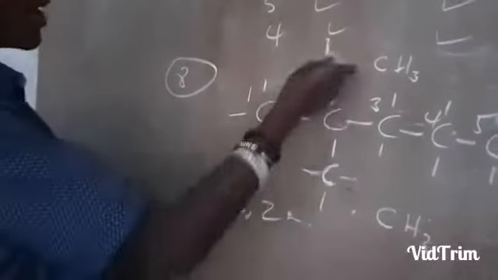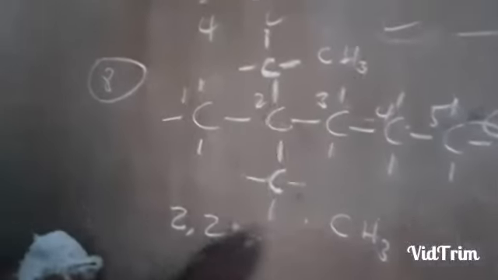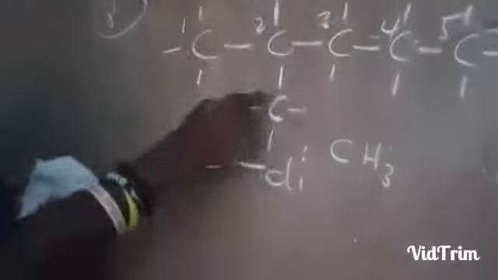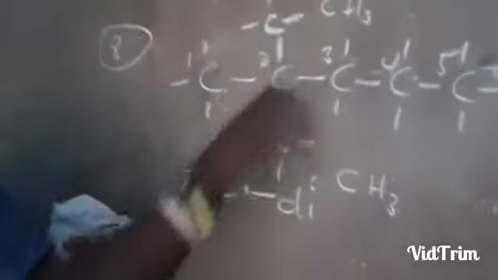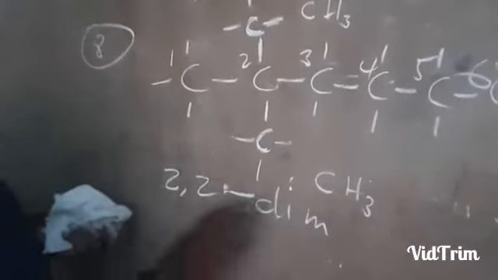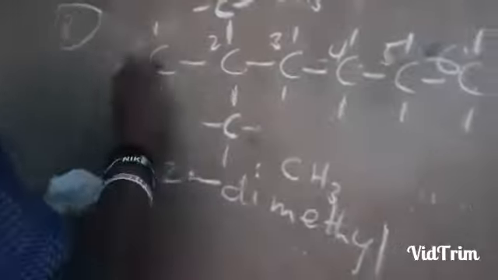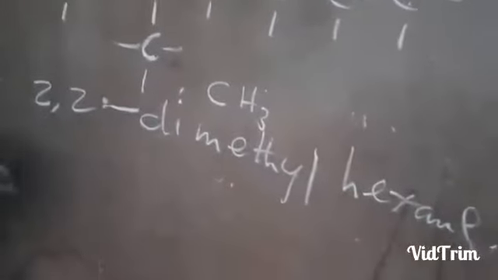When two similar branches are present, we go to this rule. For two similar branches, we use di. So it becomes 2, 2, di. Any one of these two branches, this and this, is CH3, and CH3 is methyl. So 2, 2, dimethyl, and we have 6 carbons, 1, 2, 3, 4, 5, 6: hexane. That is how that rule is represented.